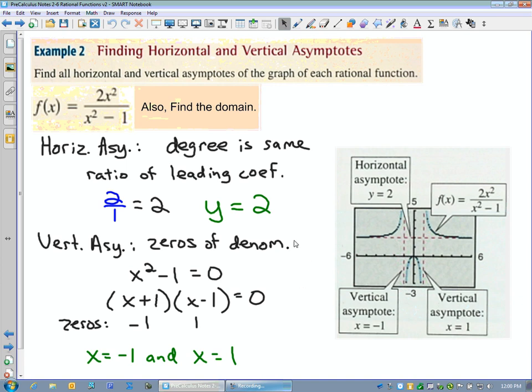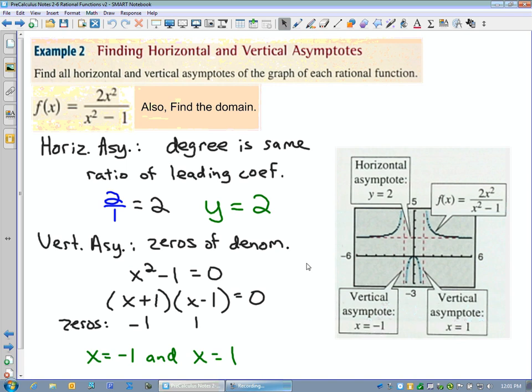All right, now the domain, and we also wanted to find the domain. The domain is basically going to be all real numbers except where we have that problem, and that problem is the vertical asymptotes. So this graph is defined anywhere except where we have those vertical asymptotes. So it's anywhere except -1 or positive 1.